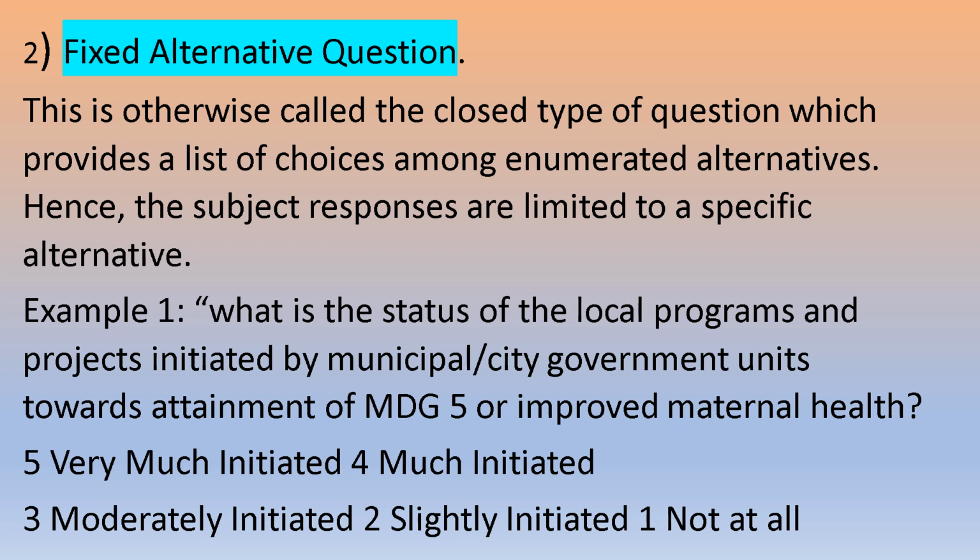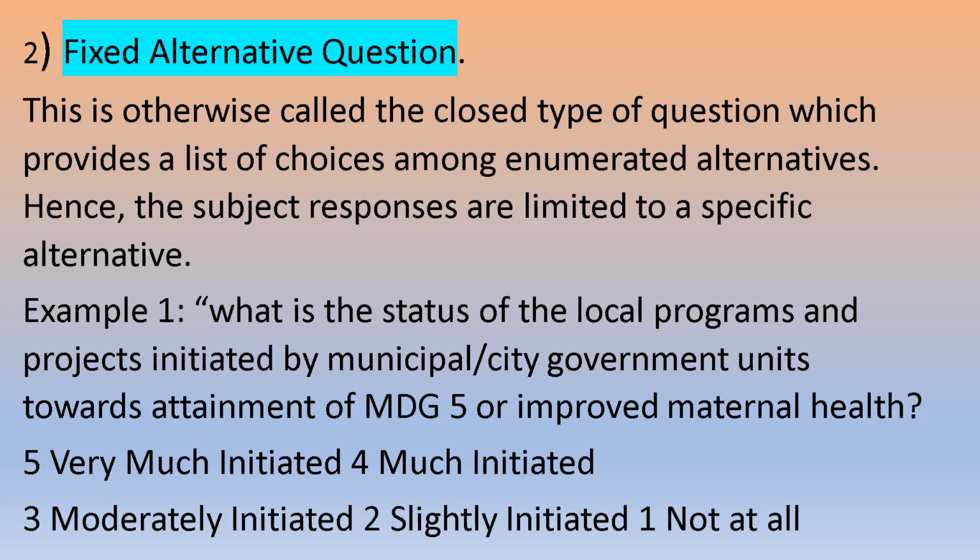Another one is the fixed alternative question. This is otherwise called the closed type of question, which provides a list of choices among enumerated alternatives. Hence, the subject's responses are limited to specific alternatives. Example, what is the status of the local programs and projects initiated by municipal and city government units towards attainment of MDG 5, or improved maternal health? You answer: 5 very much initiated, 4 much initiated, 3 moderately initiated, 2 slightly initiated, 1 not at all.